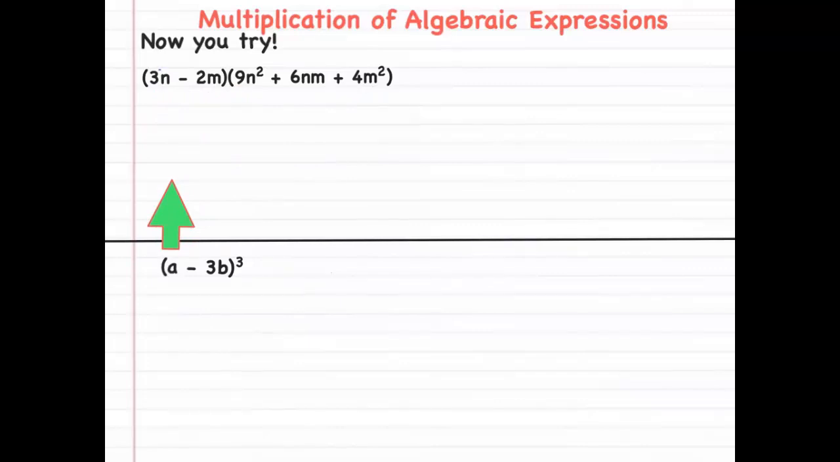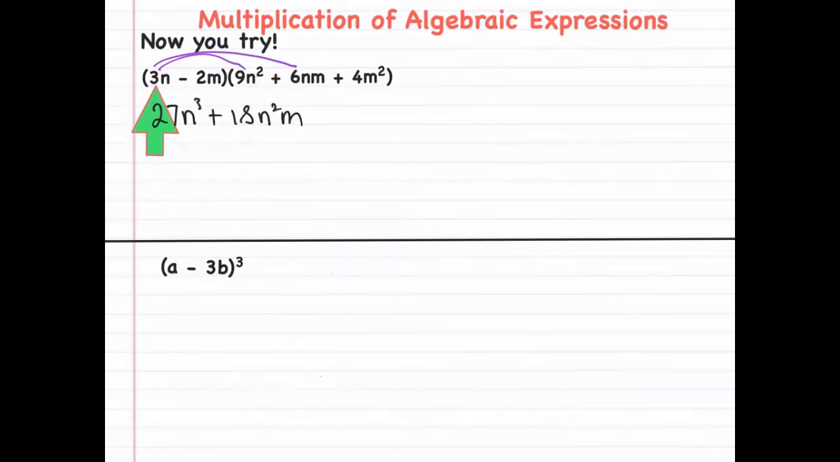So I'm going to take 3n times 9n, and that's going to give me 27n to the power of 3. Then I'm going to take 3n times plus 6nm. And 3n times a plus 6nm gives me a plus 18n squared m. Please don't get that wrong. A positive with a positive is a positive. 3 times 6 is 18. N with the n, write the n. 1 plus that exponent 1 is 2. And what about the m? Write it down, right? Okay.